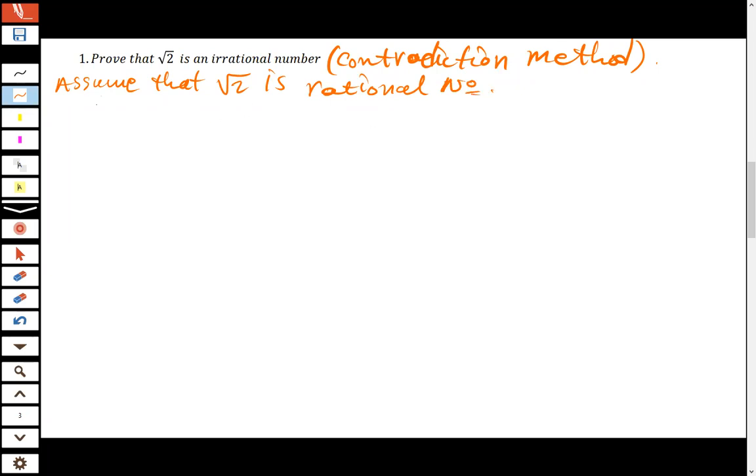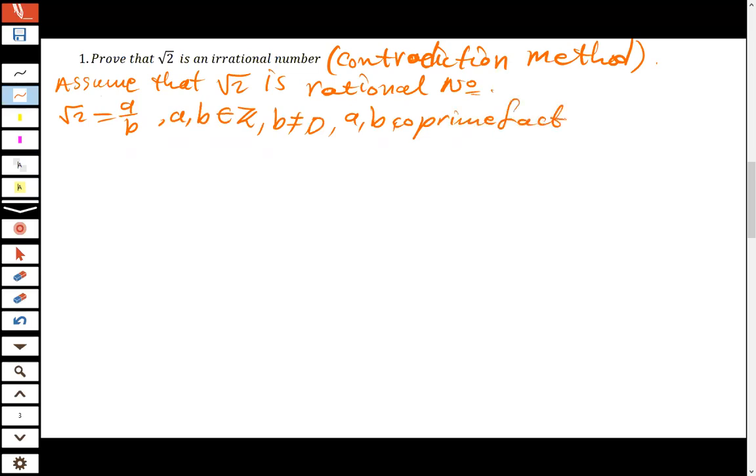When we make this assumption that the root of 2 is a rational number, we know that a rational number can be expressed in the form A over B, where A and B are integers, and B should not be equal to 0. Apart from that, A and B are in their lowest terms, meaning there is no number that should enter into A and no number that should enter into B. In other words, A and B are co-prime factors.